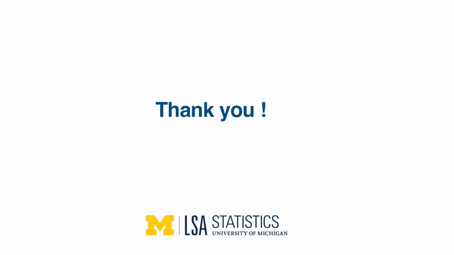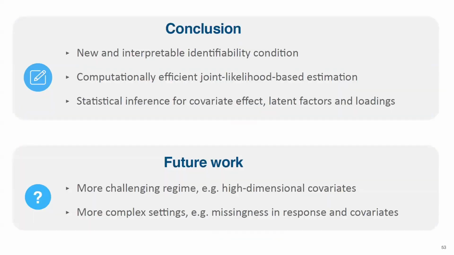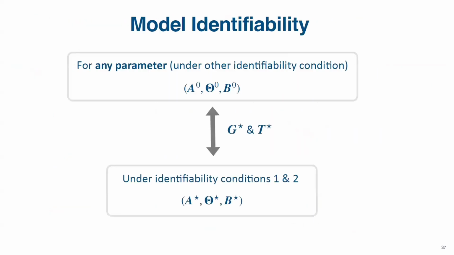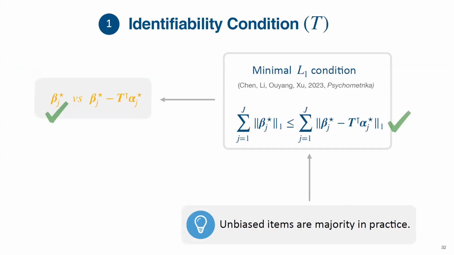Yeah. That is related to the first identifiability condition we proposed. If most of the questions are unbiased, then the first condition, this L1 norm minimization condition we proposed here, is satisfied in that case. Therefore it will guarantee the identifiability of our model. That's essentially why we propose this condition here. If we have a majority unbiased, then this condition is satisfied.